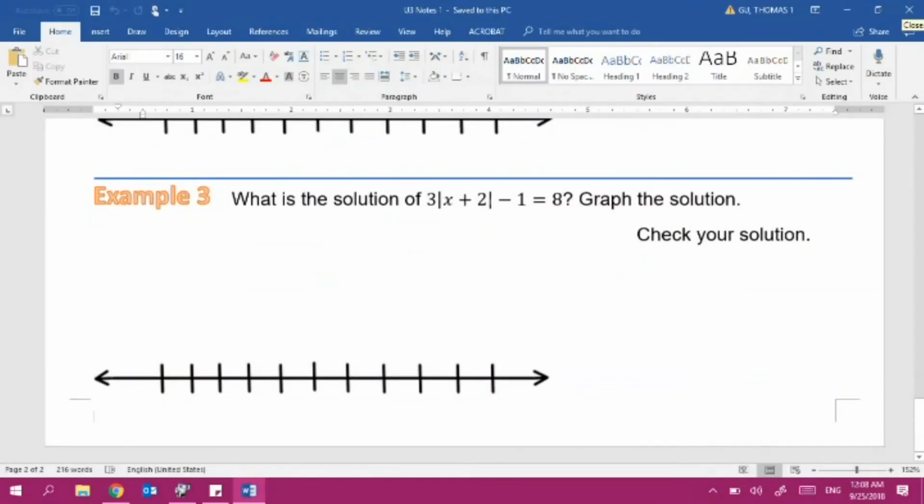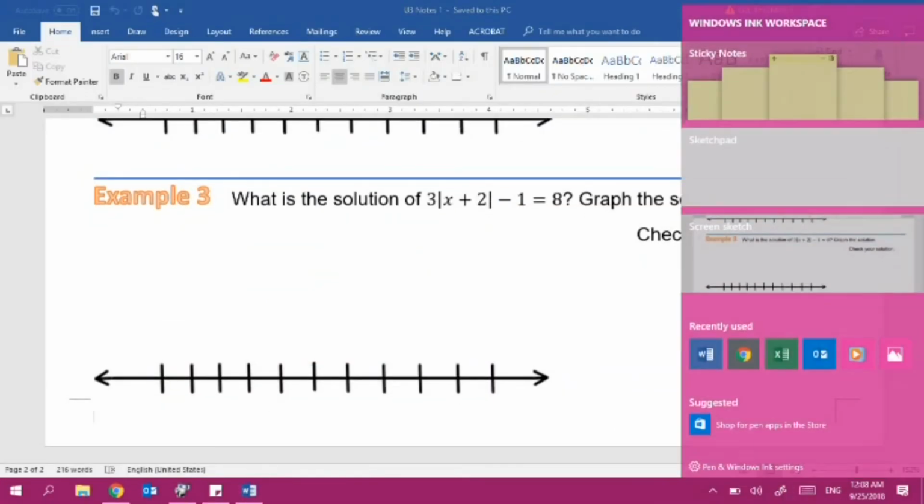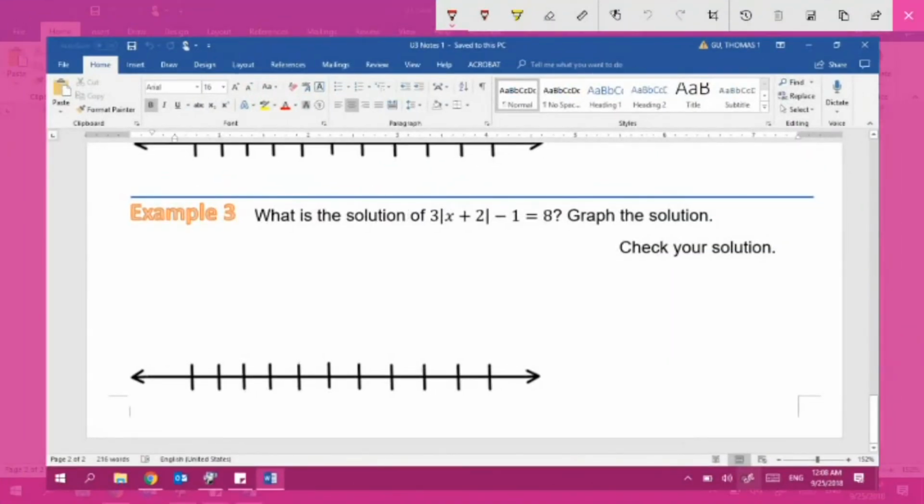Number 3. This is the most hairy looking one. Okay, you see that it's asking for the solution for 3 times the absolute value of x plus 2 minus 1 equals 8. All the other ones we worked with, we had absolute value on one side and then the numbers on the other side. This one we can see it's all jumbled up. So what we want to do is get the absolute value by itself on one side. So let's go ahead and fix that up then.